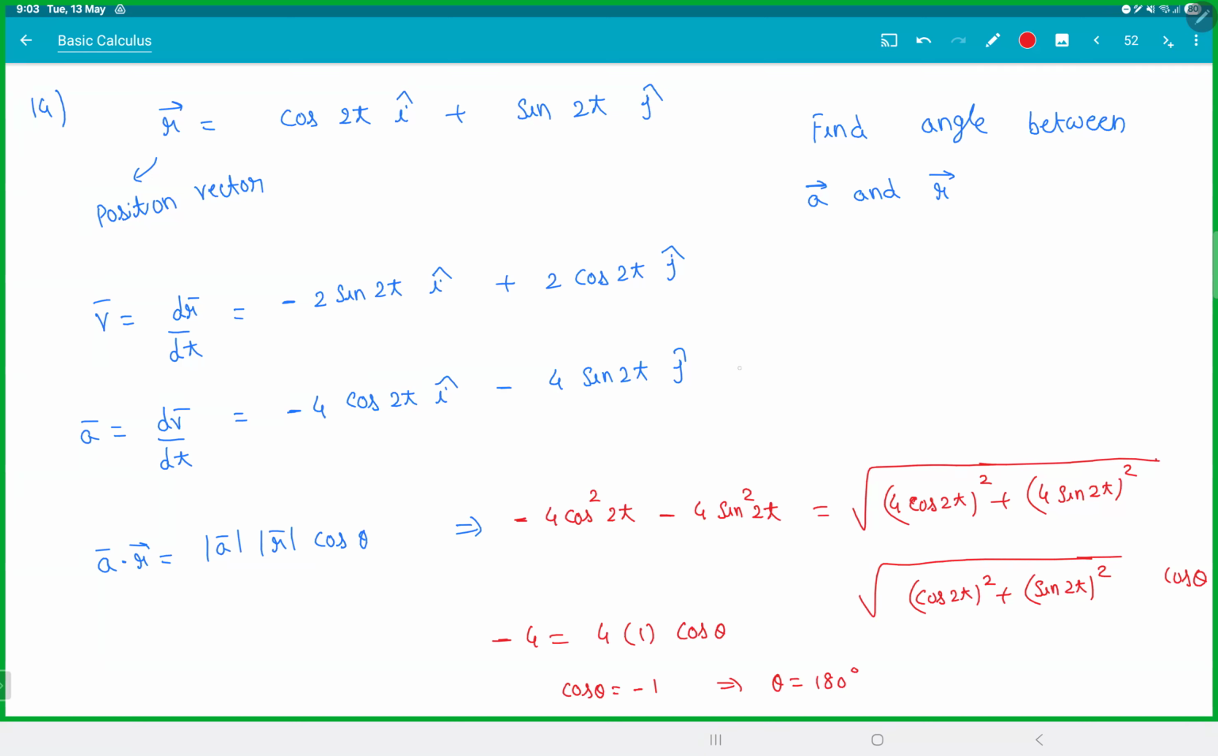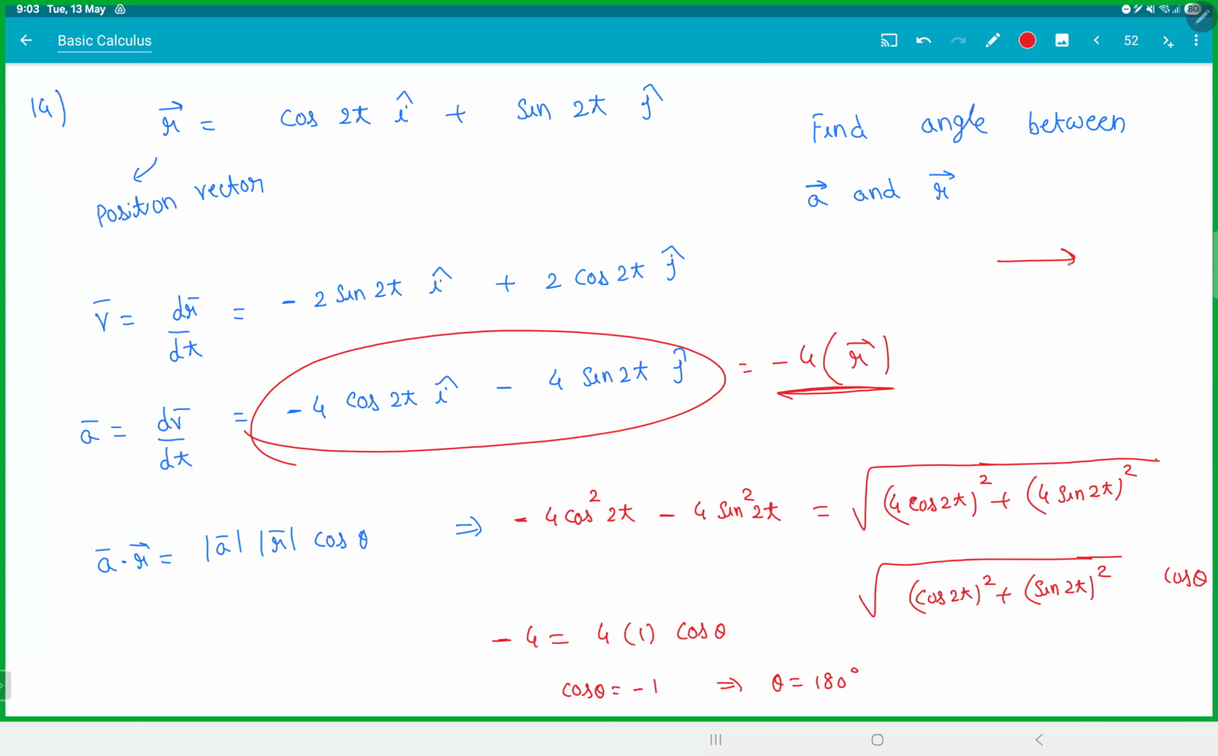You could have done it much faster. Take out 4 common here. What will you get? You'll get r cap, no? So basically a bar and r bar are opposite to each other. If two vectors are opposite, what is the angle between them? 180. Can I write this thing like -4 r bar? So a bar and r bar are opposite. So what is the angle between them? 180. Are you clear with this? So luckily we got this thing directly, but every time it is not necessary.